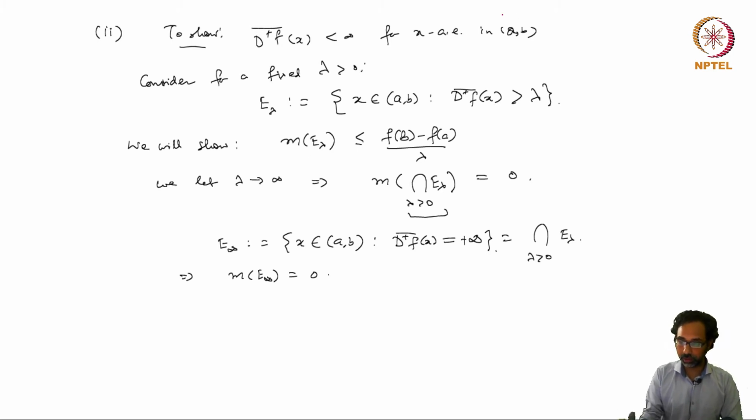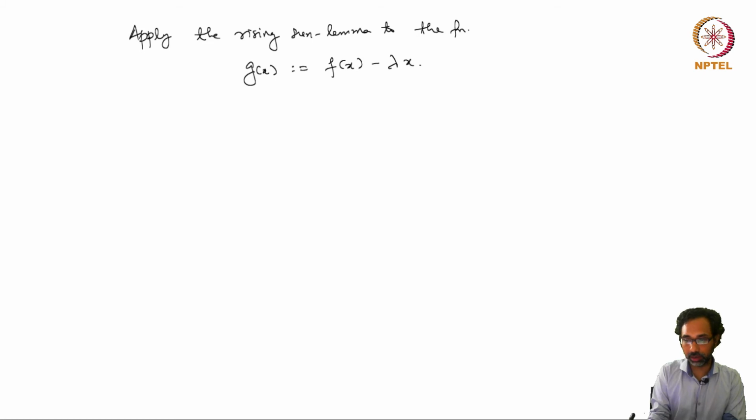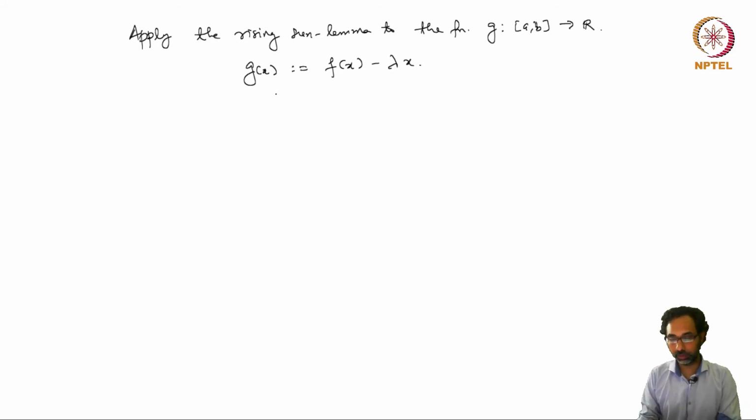So we will need to show this inequality, and to show this we will use the Rising Sun Lemma. So apply the Rising Sun Lemma to the function g(x) defined as f(x) minus lambda times x. So g is again a function from (a,b) to R, defined with the following formula, f(x) minus lambda x.